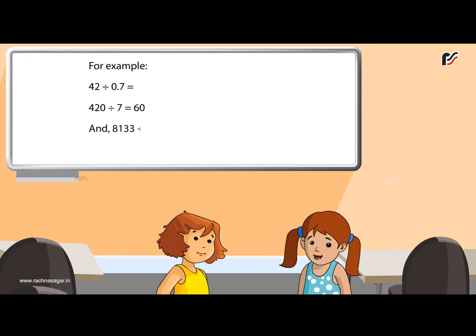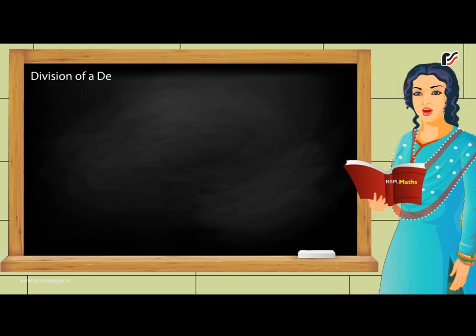And 8133 divided by 0.003 is equal to 8133000 divided by 3 is equal to 2711000. Division of a decimal fraction by 10, 100, 1000, etc.